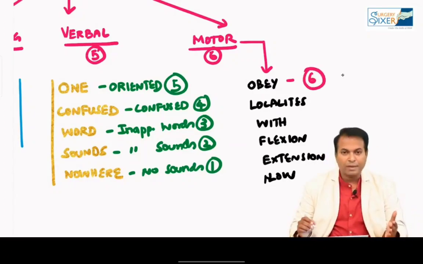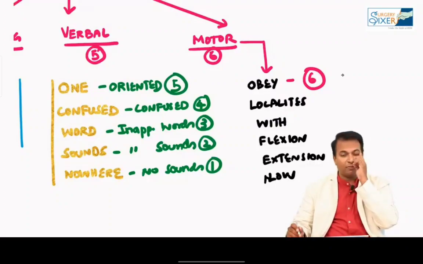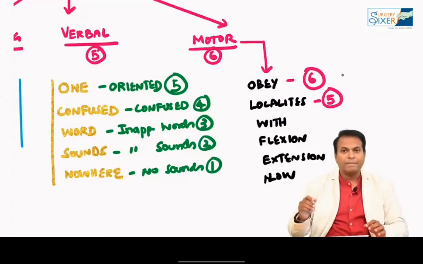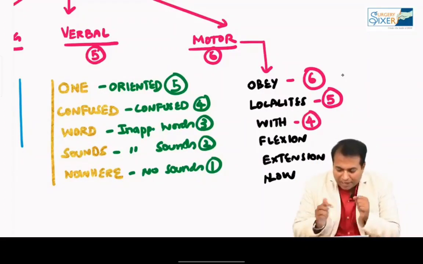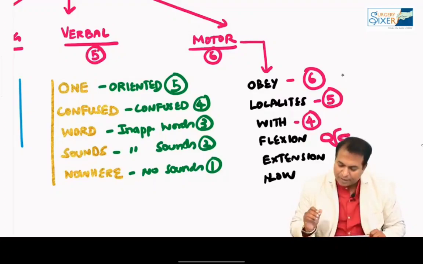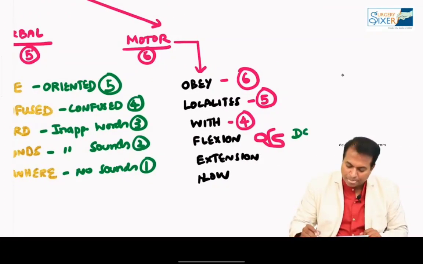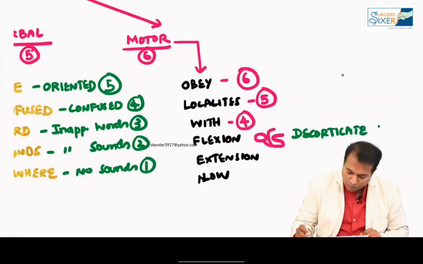That is 6 points. You're asking, where is the pain? He's telling, my pain is in the right eye, left eye, right eye. That is localizing the pain, 5 points. When you touch him, he is withdrawing. That is 4 points. He is lying in a flexion deformity like this. That is known as what? Decorticate rigidity. That is given 3 points.